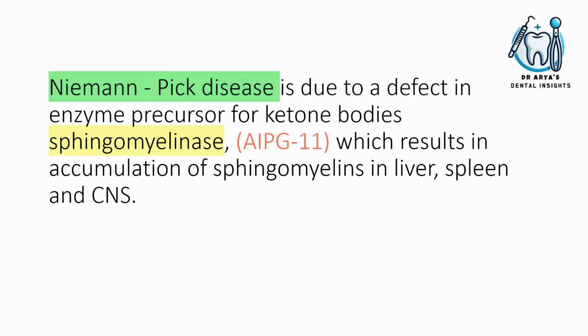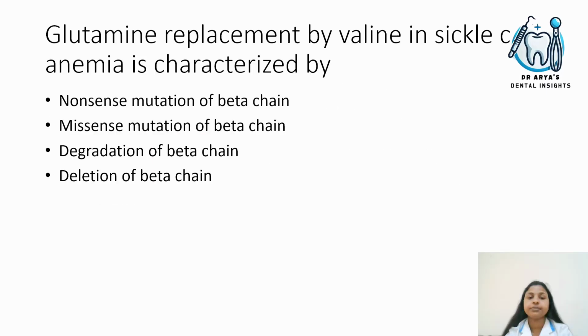This is another question: Niemann-Pick disease is due to a defect in the enzyme for the precursor sphingomyelin. It is a frequently asked question, and it results in accumulation of sphingomyelin in the liver, spleen, and CNS.